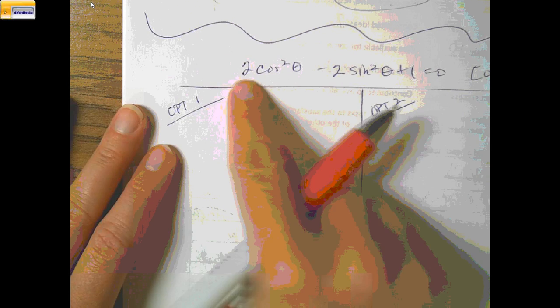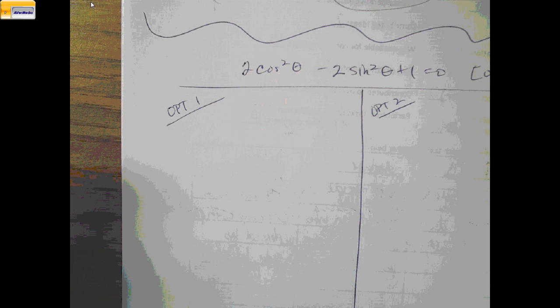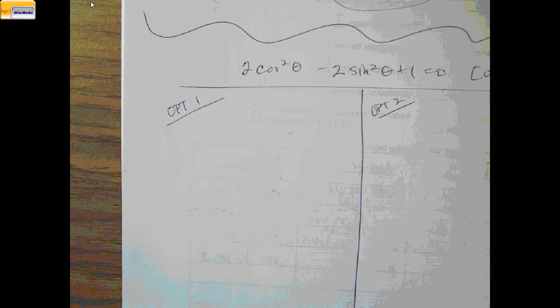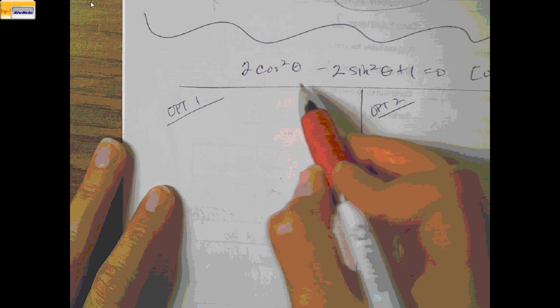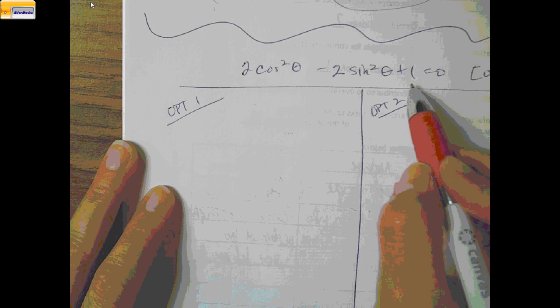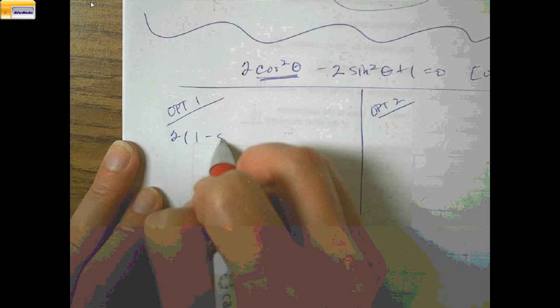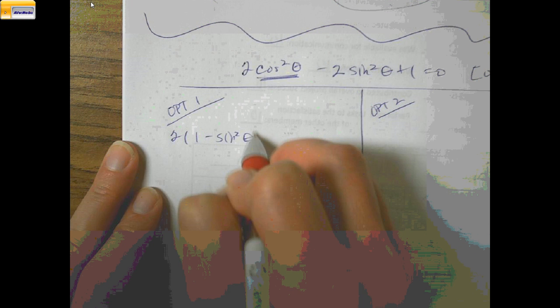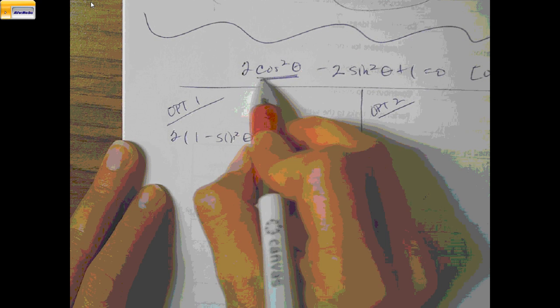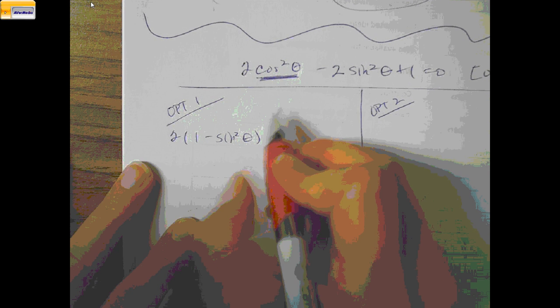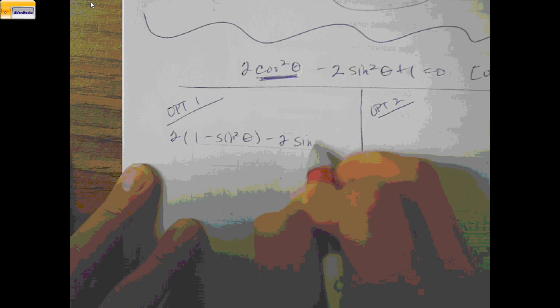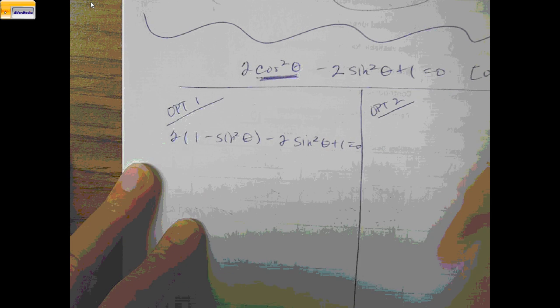Method one, when you've got this problem right here. Something we can do is try to turn everybody into the same trig function. You know that cosine squared theta, based on identities, is the same thing as 1 minus sine squared theta. So you can change cosine squared theta into 1 minus sine squared theta. The 2 is still there, and we go ahead and rewrite the rest of the problem.